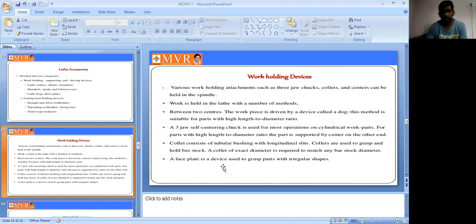A face plate is a device used to grab parts with irregular shapes. So the face plate is one of the work holding devices, used to grab parts with irregular shapes.